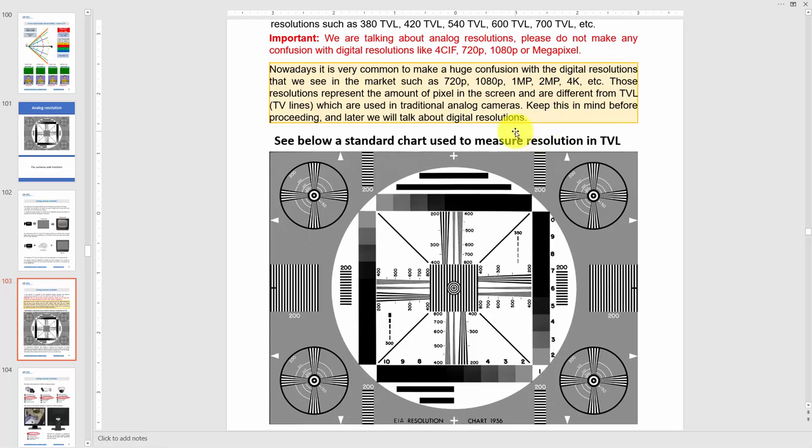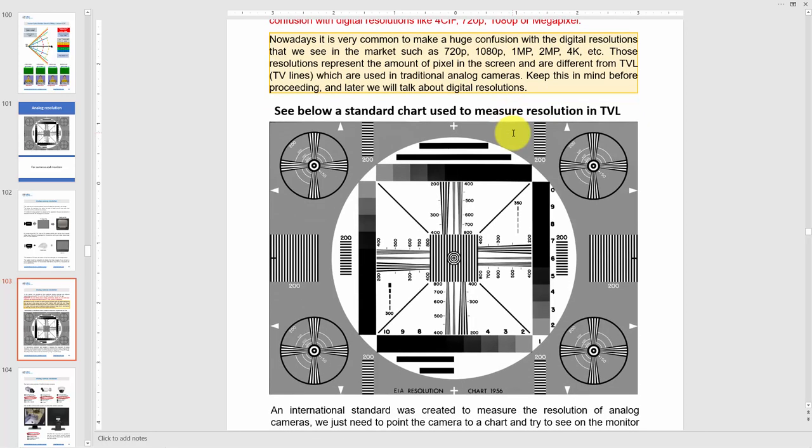You can convert from analog to IP. You can use an encoder, you can use a DVR, so you can convert from analog to digital. Then you start talking about 720, 1080p, you can talk about megapixel. But as long as you're talking about analog resolution, stick to the TV lines, all right? Old stuff, but it's necessary to understand, because if you're a good professional, you understand everything since the beginning, right?